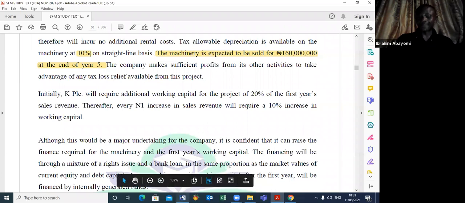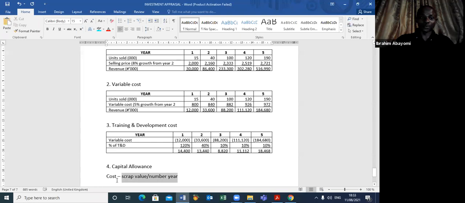I believe that is okay. So I won't use this approach, because I am already given a percentage capital allowance. I will simply say that my capital allowance is equal to 10% of 480. You know, we are working in thousands. So let me call it 480,000 instead of 480 million, because we are working in thousands.